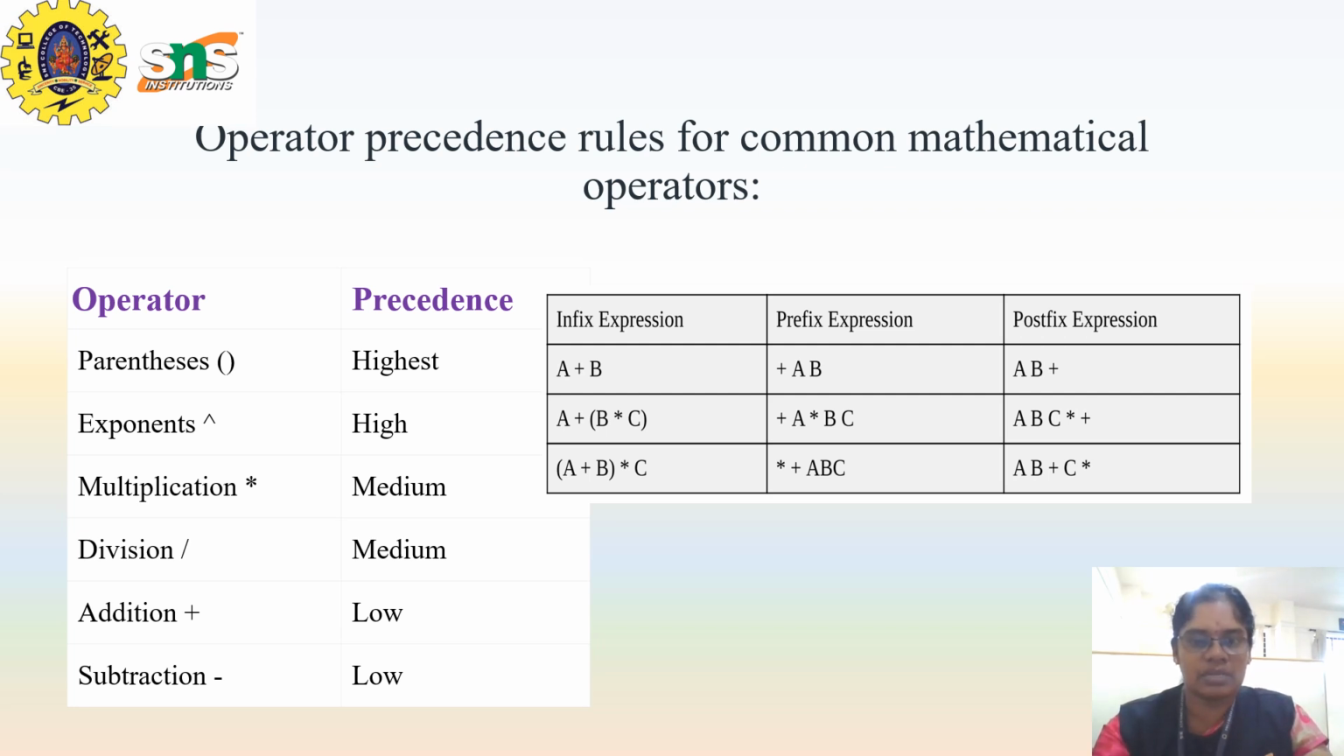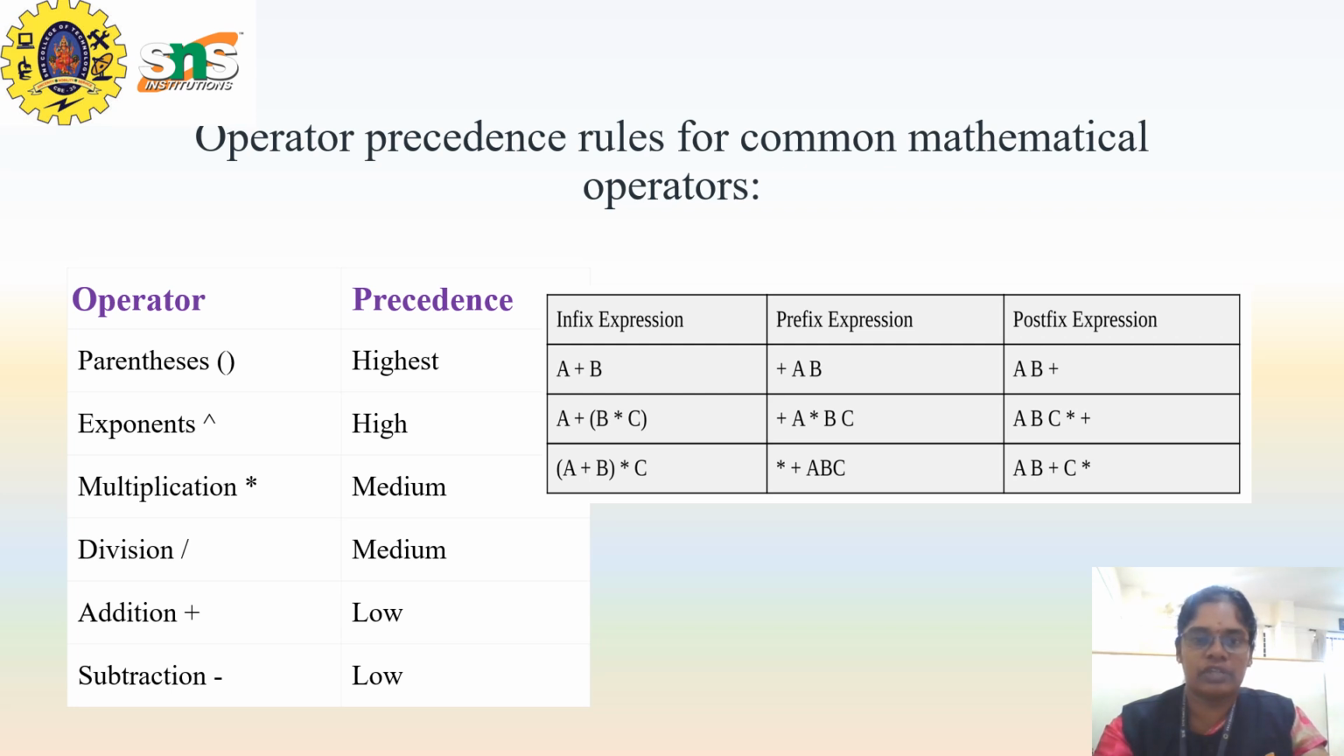An example of an infix expression is a plus b. The operator should be in the middle of the operands. In a prefix expression, the operator should be before the operands, that is, plus a b. In a postfix expression, the operator should be after the operands. Operands are a, b, and the operator is plus.